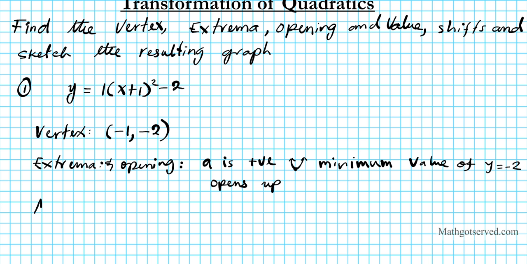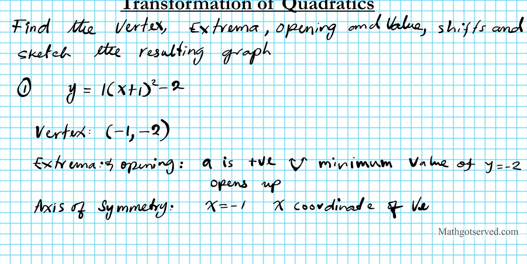Now let's also add the axis of symmetry here. The axis of symmetry in this problem is x equals -1. How did I get that? It's the x coordinate of the vertex. So don't forget, your vertex tells you a lot. It tells you the x coordinate of the axis of symmetry, and it tells you the value of the extrema, be it a max or a min.